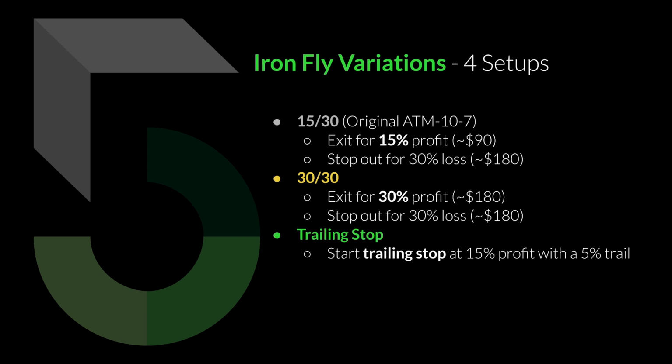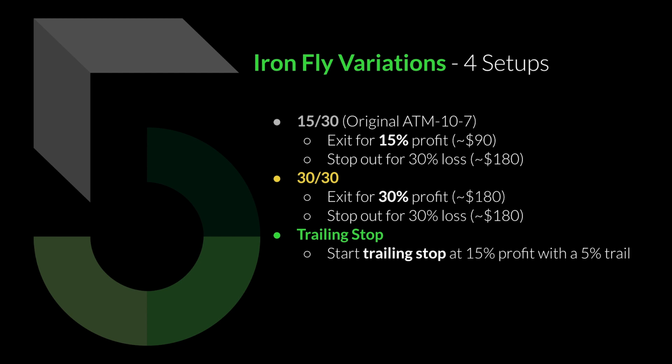Okay, so the idea here is once I'm 15% profitable for my iron fly, then I'm going to have the bot put a trail 5% back. So that would be 10%. So if the iron fly starts losing money and goes down to only 10% profit, then it would exit. But if the iron fly continued to gain profit, and let's say it's now at 20% profit, then my stop loss gets moved up to 15%. If it moves up to 25% profit, then my stop loss gets moved up to 20% profit.